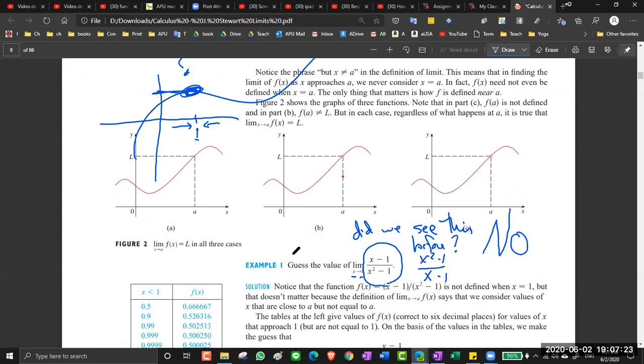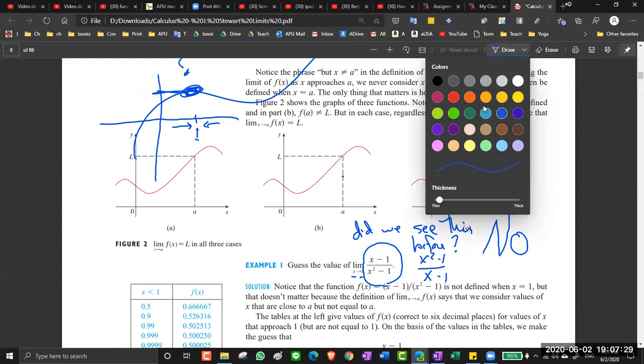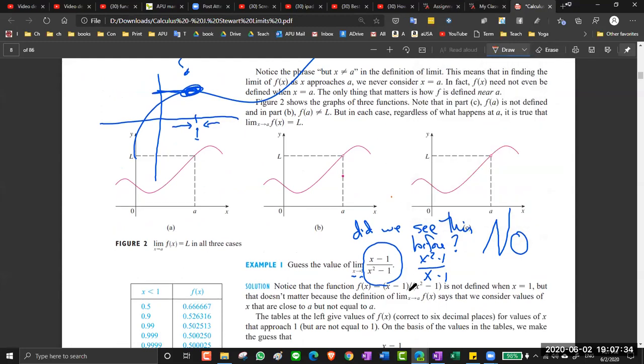Yes. Okay, but then they mention here something special, and that is, they say this function has a domain problem. What's the domain problem for this function? X cannot be 1. X cannot be 1, right?